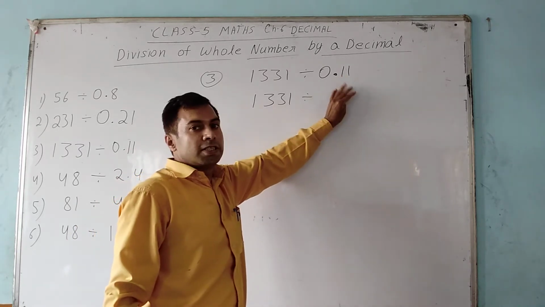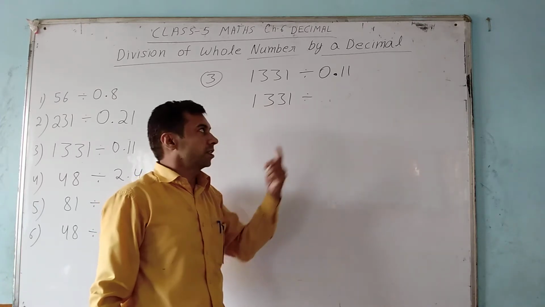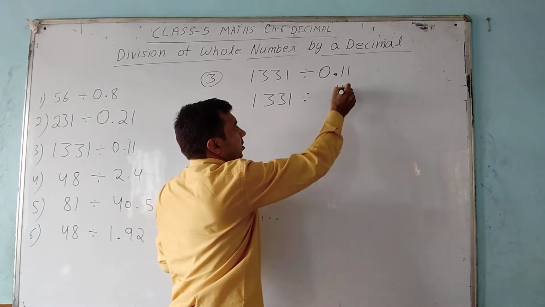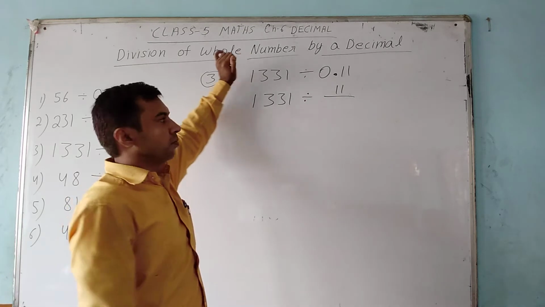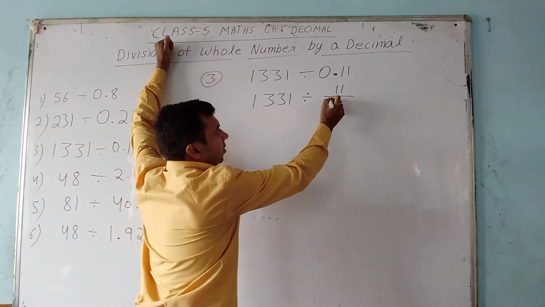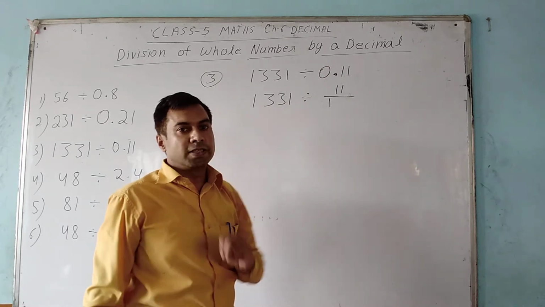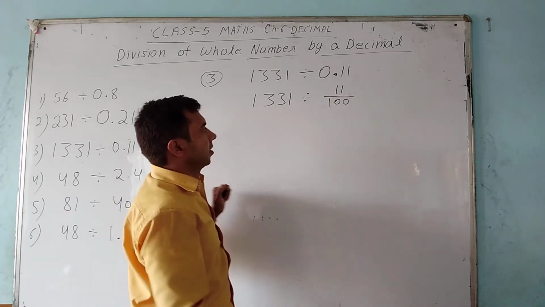How we convert the decimal number into fraction, student? We write the number without decimal in numerator part. We write 1 in denominator. How many decimal places? 2 decimal places, student. So what we do? We add 2 zeros in denominator.